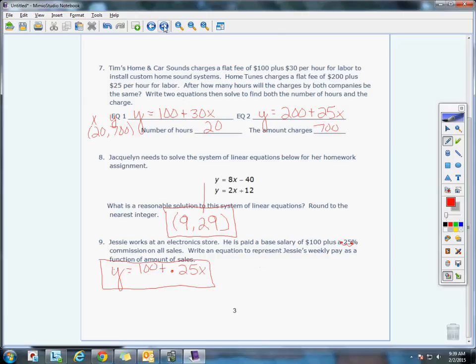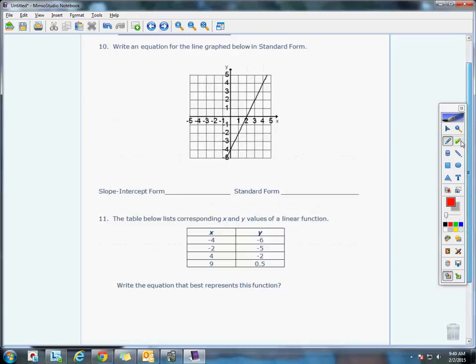All right, number 10. Okay, it says write an equation below in standard form. So first we have to get it into slope-intercept form. That's your y equals mx plus b. To do that, you need two things. We need our slope and we need our y-intercept. So the easiest one to find is my y-intercept. That's where it crosses the y-axis. It's right here at -4.